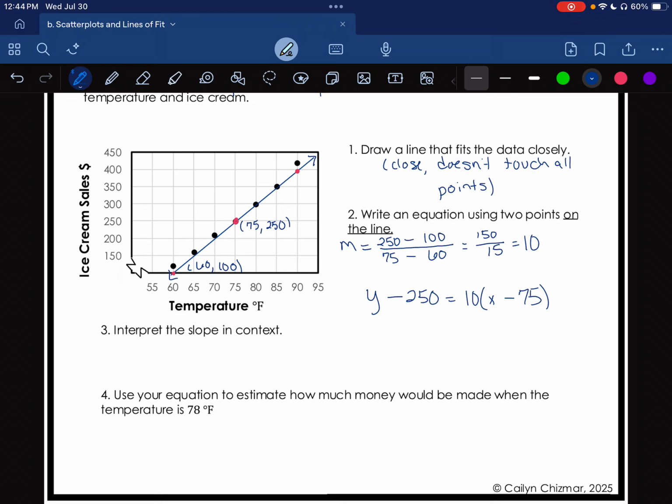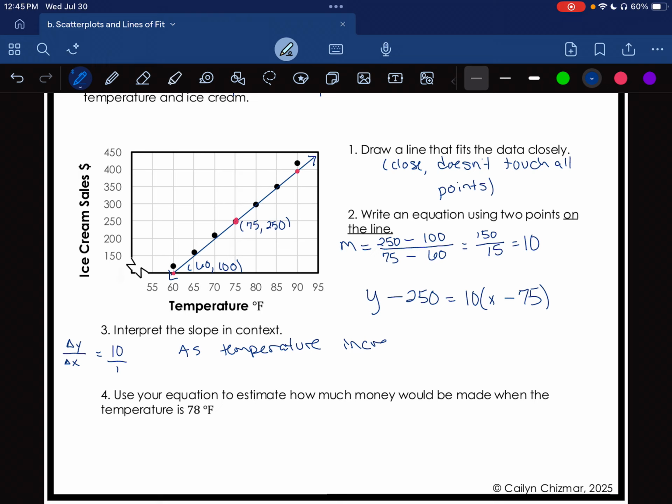So as temperature increases by 1 degree, the ice cream sales tend to increase. Again, I'm not saying that they actually do, but just that they tend to increase by about $10 because it's our change in y's.